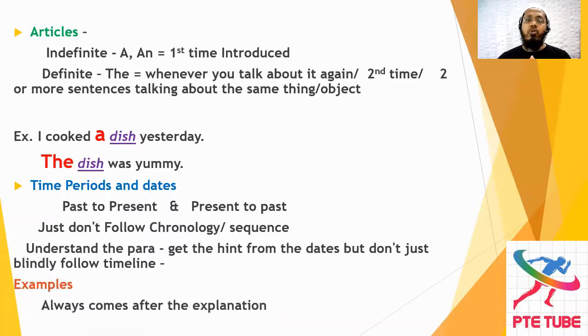Examples. Whenever you see a sentence that has examples, during the formation of a paragraph, examples always come after explanation. In the sense that, before we even mention an example, we give some details or some information about it. This is the thing that you need to take care of. First explanation is given, then example is mentioned.